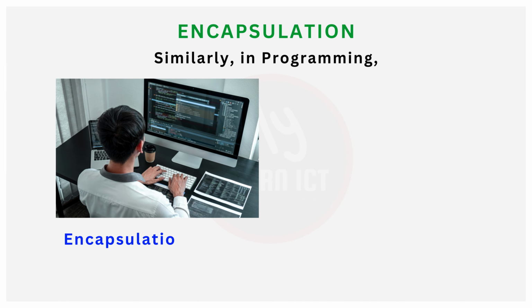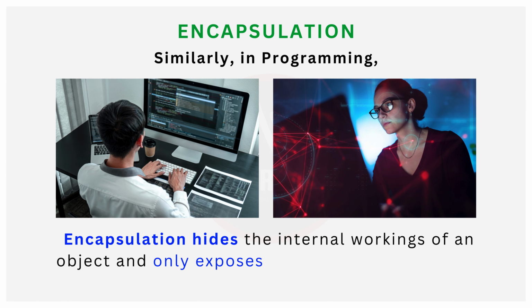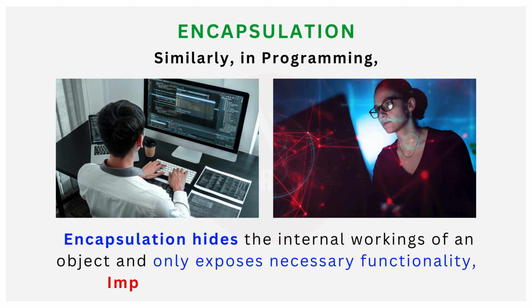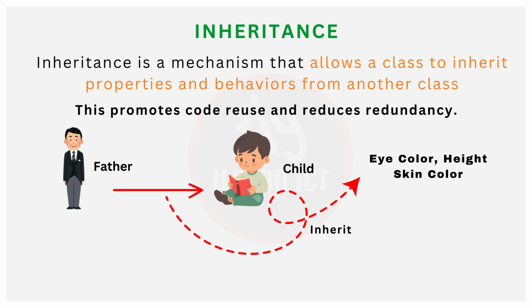Similarly, in programming, encapsulation hides the internal workings of an object and only exposes necessary functionality, improving security and organization. Inheritance is a mechanism that allows a class to inherit properties and behaviors from another class. This promotes code reuse and reduces redundancy.